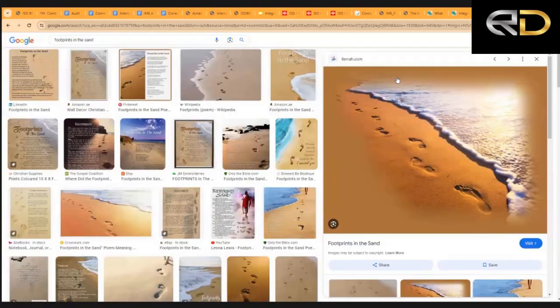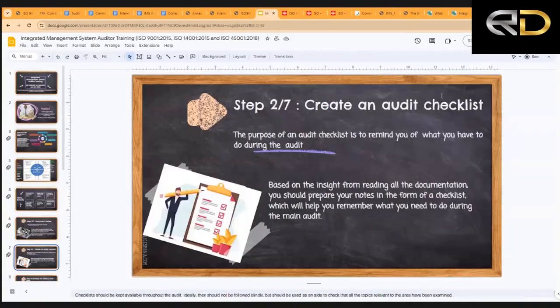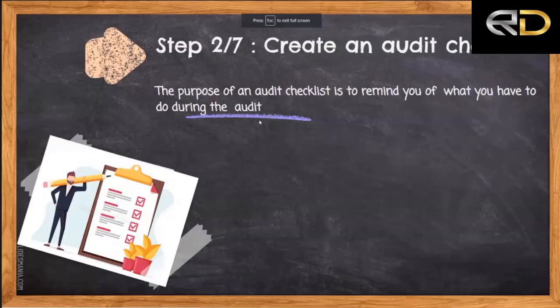And basically, I'm looking for footprints here. All right. After the documented information review, now we need to create an audit checklist. Now, some of you in this webinar have attended our quality management audit training. Some of you have attended our safety management, some of you risk management. You attended different webinars.